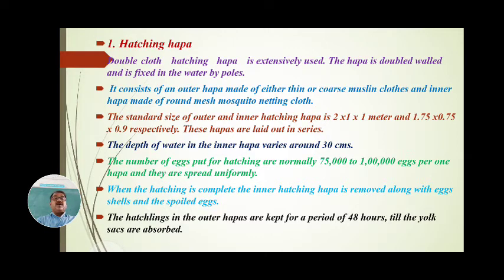The standard size of the outer and inner hatching hapa is 2 by 1 by 1 meter. What is the standard size? 2 meter length, 1 meter width and 1 meter height. This is the standard size of the hapa. And 1.75 meter by 0.75 meter by 0.9 meter respectively. These hapas are laid out in a series.